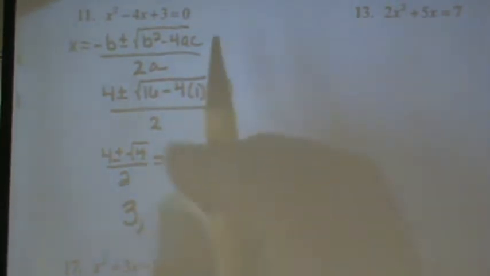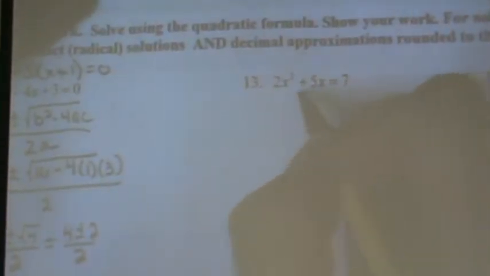This tells me that this question was factorable. We could have factored it x plus 3, x plus 1, actually minus. These are both minus. x minus 3, x minus 1, and your 2 solutions are 3 and 1. But we wanted you to practice the quadratic formula. The next one, you have to get 7 over.